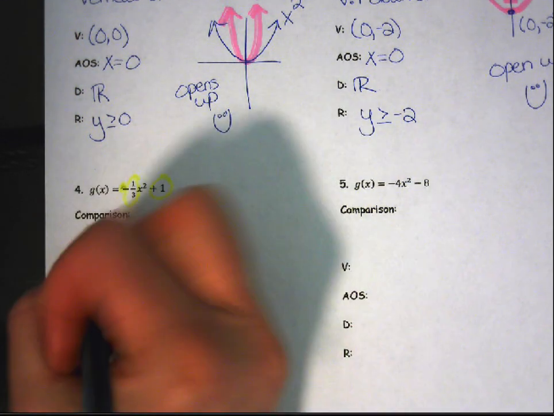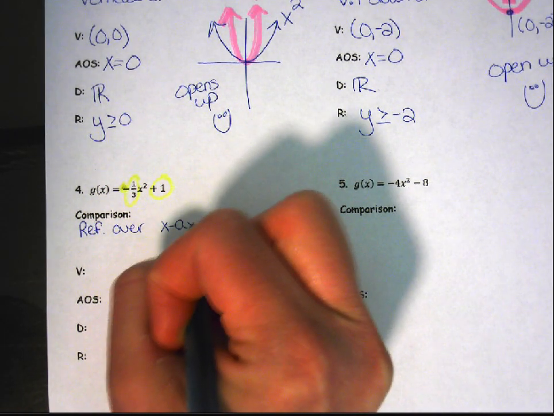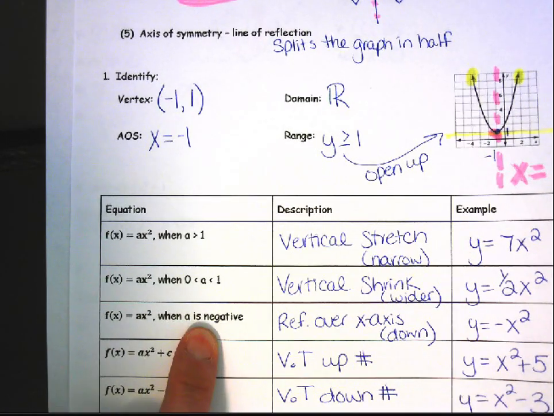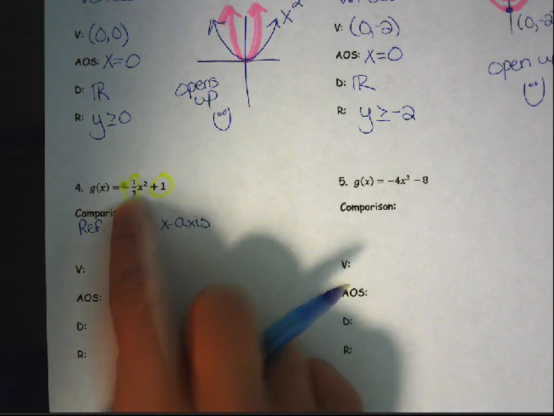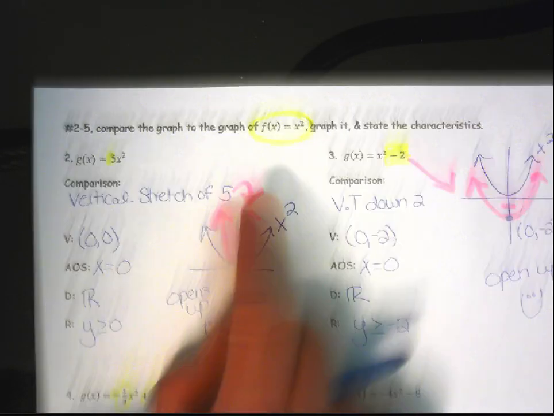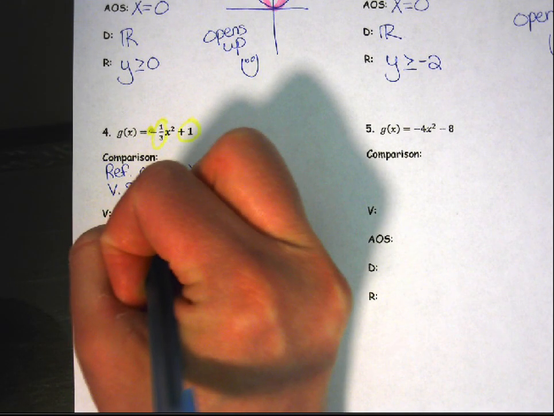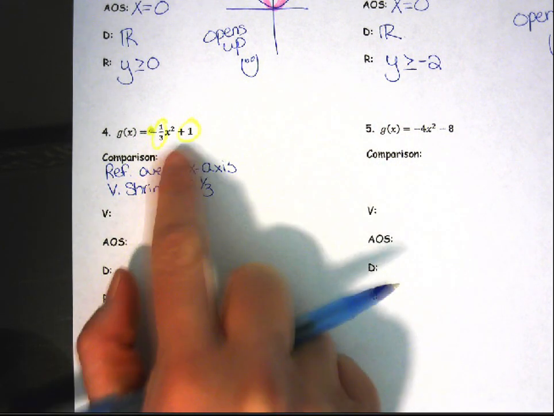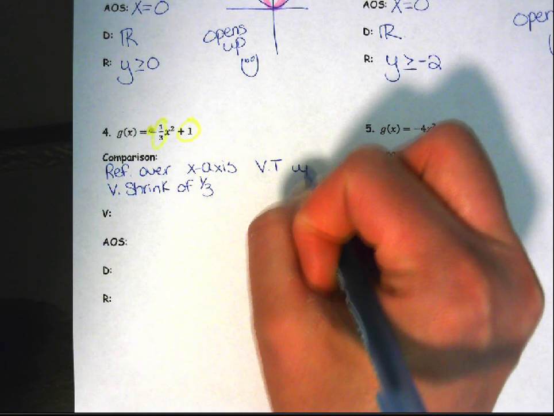So the negative is going to be a reflection over the x-axis. And again, I'm getting that from the chart. When it's negative, it's a reflection. Okay, the 1/3 is a shrink. Do you see how this was bigger than 1? This is smaller than 1. So this is going to be a vertical shrink of 1/3. Kind of running out of room here. And this is going to move it up. So this is going to be a vertical translation up 1.